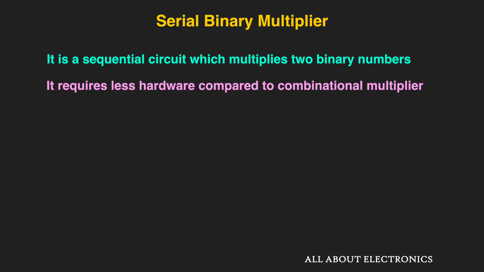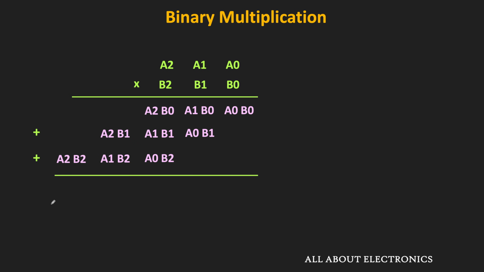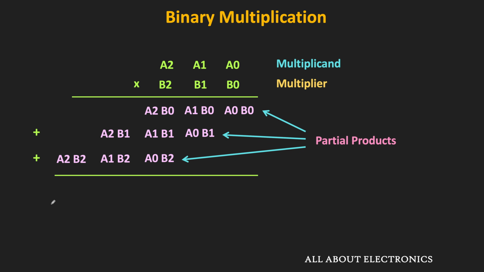First, let us see the working of the serial multiplier. For that, let us quickly go through how we perform binary multiplication using the pen and paper method. In a binary multiplication, one number is known as the multiplicand while the second number is known as the multiplier. Starting from the LSB, each bit of the multiplier is multiplied with the multiplicand, and in this way we get the different partial products. When the LSB B0 is multiplied with the multiplicand, we get one partial product. Since we have 3 bits in the multiplier, we will get a total of 3 partial products.